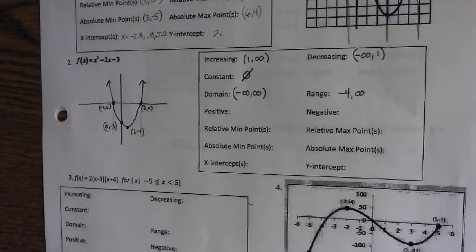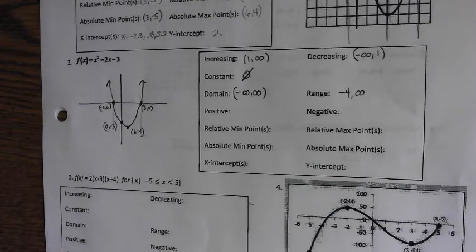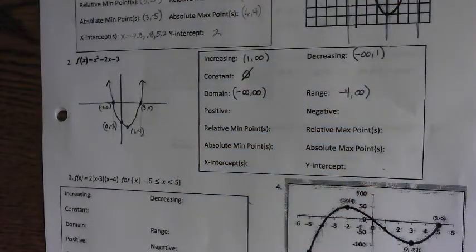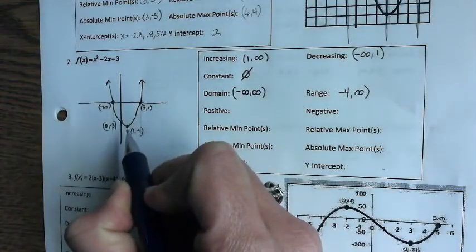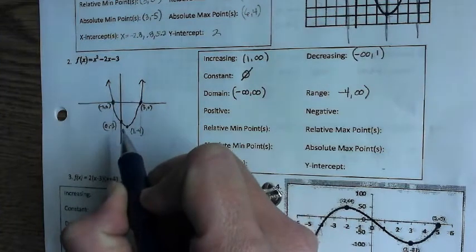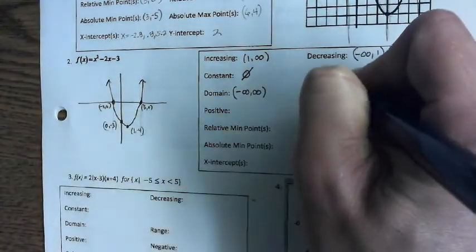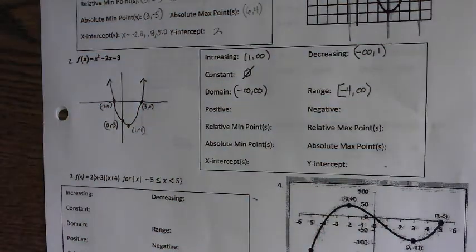How about parentheses versus brackets here? Morgan, what do we need? On both of them? On the -4 and the infinity. Well, you're right about the infinity because that always gets a parenthesis. But the -4 needs a bracket because it actually does reach that level, right? If this was an open circle at the very tippy bottom, we'd use a -4 with a parenthesis, but because it is a point that's actually on the function, we go with the bracket. Okay?